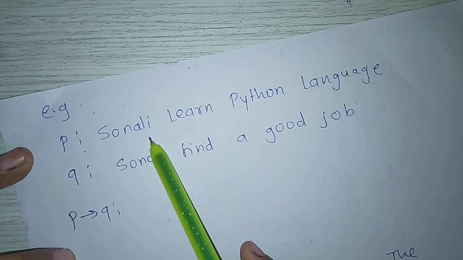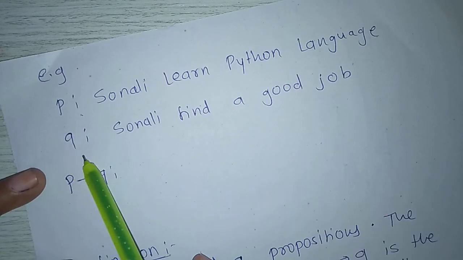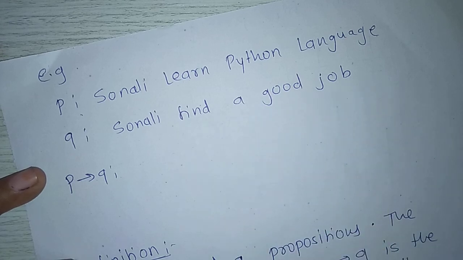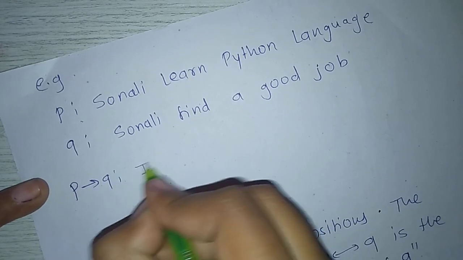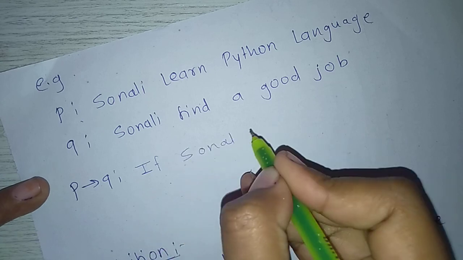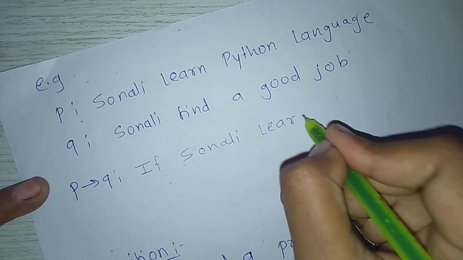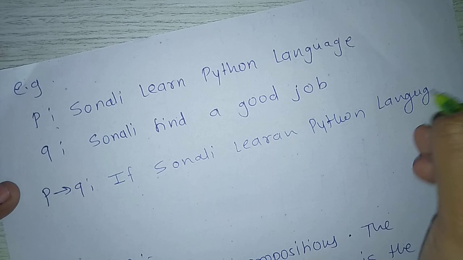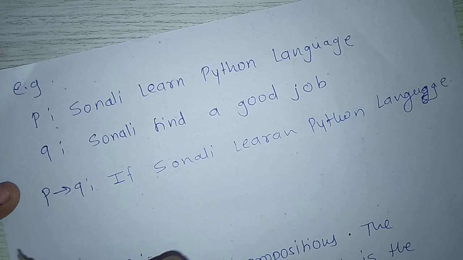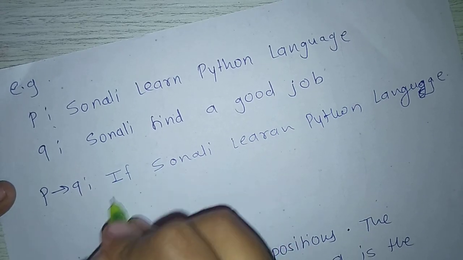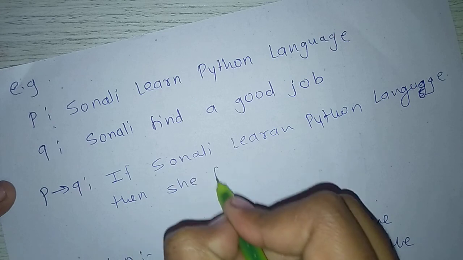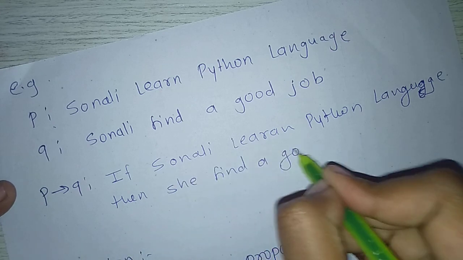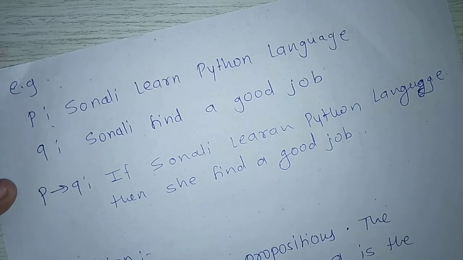Next, for example, P is Sonali learned Python language. Q is Sonali finds a good job. Then P implies Q is: if Sonali learned Python language, then she finds a good job.